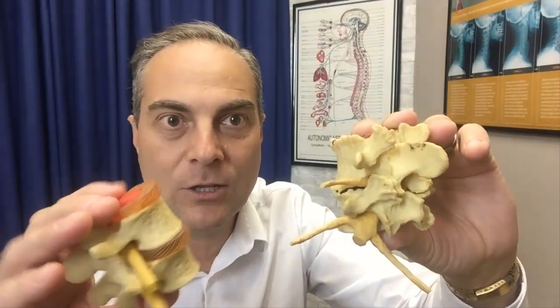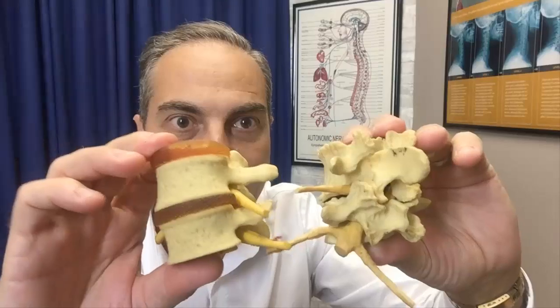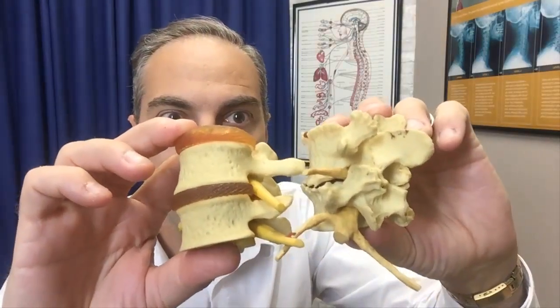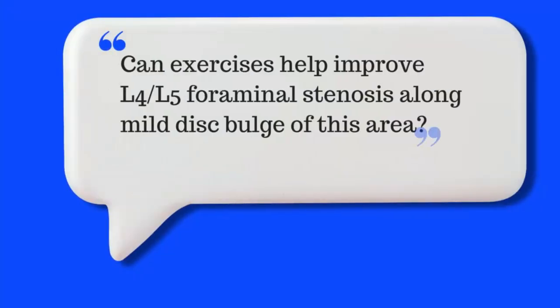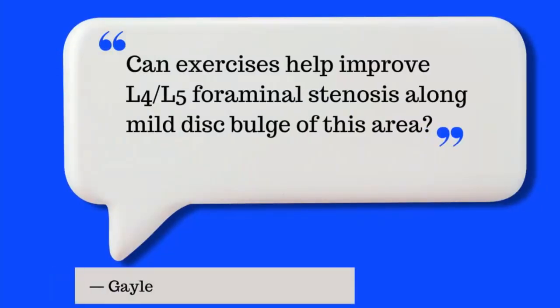Side by side, take a look. Okay, see the difference? One is open, one is closed, okay? All right, so now, what can exercise do to actually help that? So here's a question that I got by Gail. Okay, so Gail asks, can exercise help improve L4-L5 foraminal stenosis along with a mild bulge disc of this area?